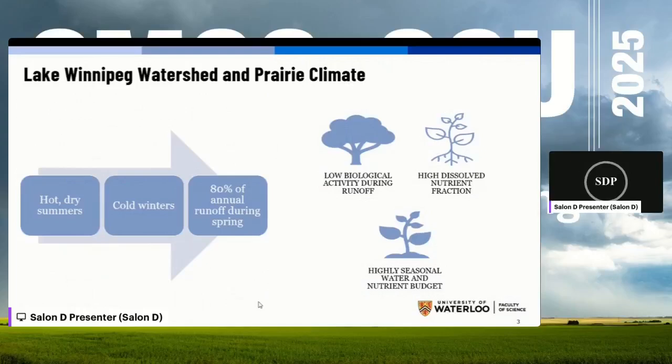So our traditional BMPs based in vegetation uptake are less effective in this region. It also means that most of the nutrients being transported are in the dissolved fraction, as you have frozen soils and freeze-thaw to the detritus at the surface. Overall, this shapes a highly seasonal water and nutrient budget for the region.